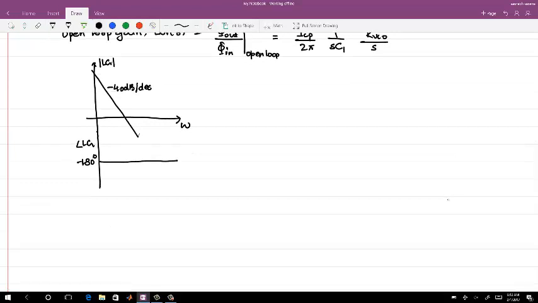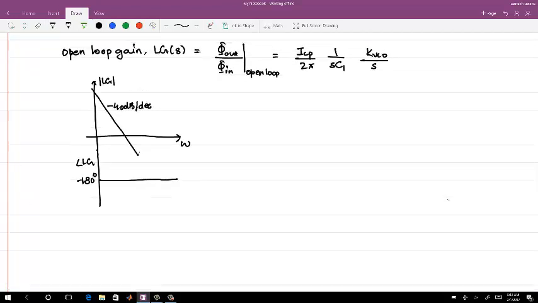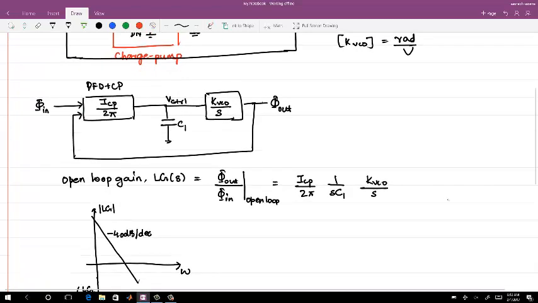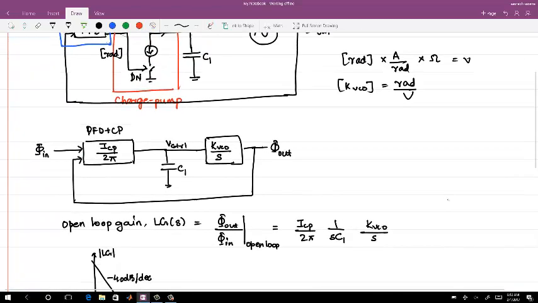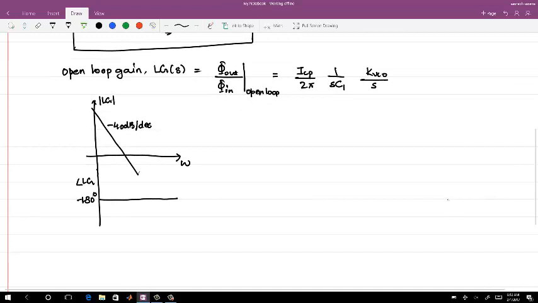Okay. So for the loop gain, with only a capacitor in the loop, you have two integrators in the loop. So it's a type 2 PLL, and the phase is always minus 180 degrees. So what's the problem? Stability is an issue. So here stability is a concern. So this is not stable, you can't use it.